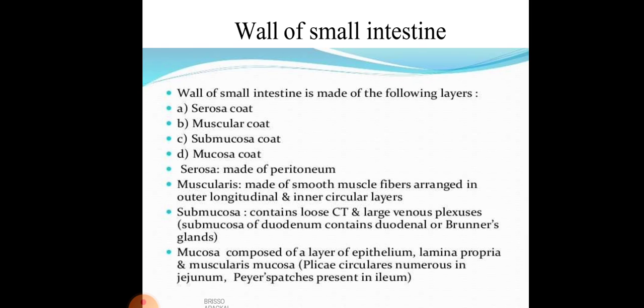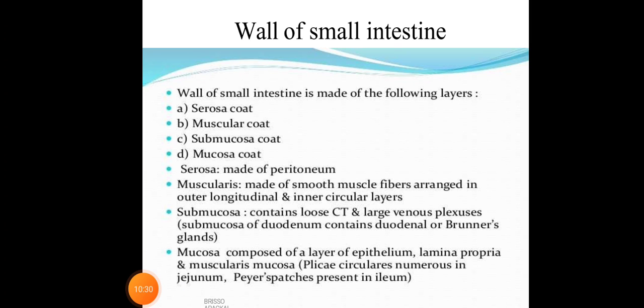Now the wall of the small intestine again has 4 layers: the innermost is the mucosa, outside is the submucosa, third layer is the muscular layer, and the external layer is the serosa. The serosa is made up of peritoneum. Muscular coat is made up of smooth muscle fibers arranged in inner circular and outer longitudinal fibers. Submucosa contains loose connective tissue, large venous plexuses, and in case of duodenum, it contains Brunner's glands. Brunner's glands are nothing but mucus glands.